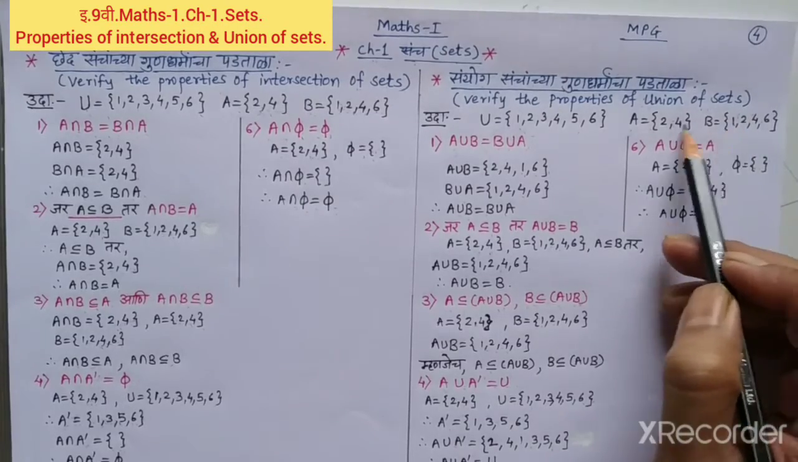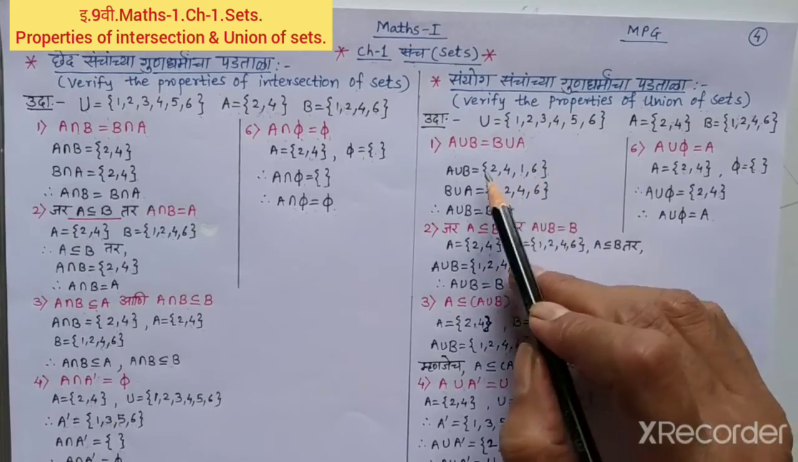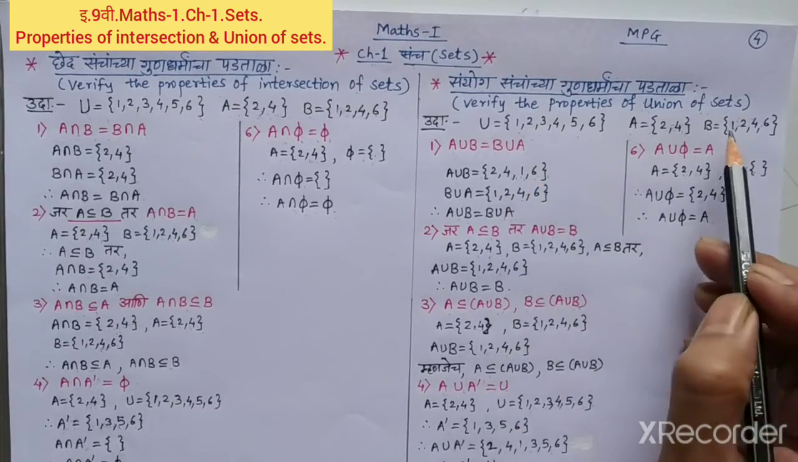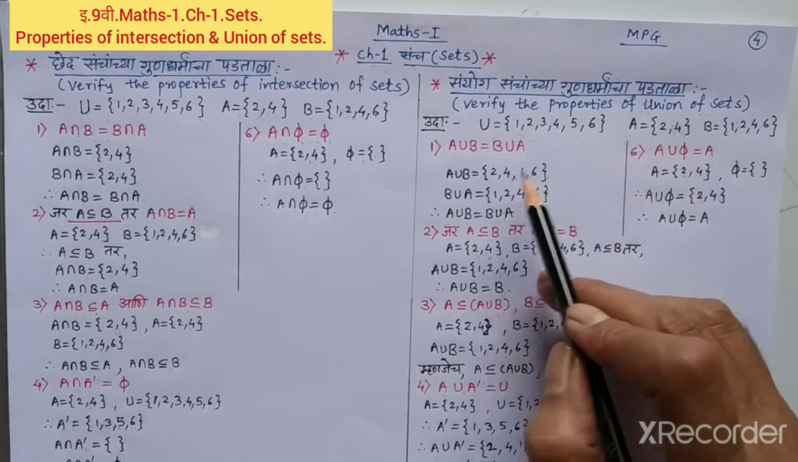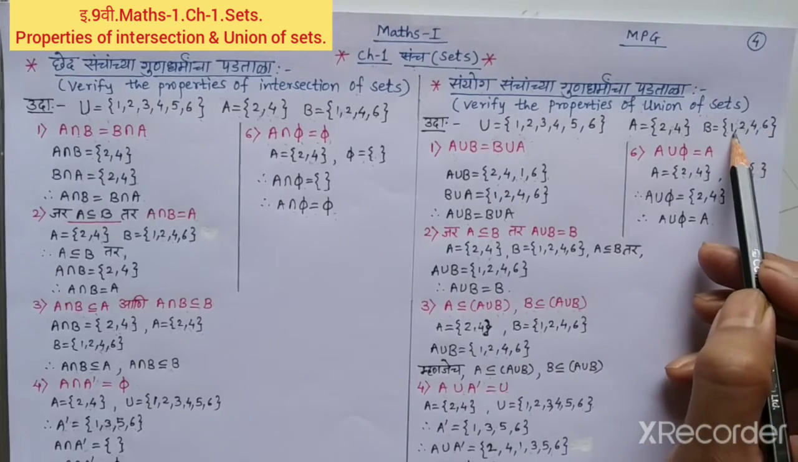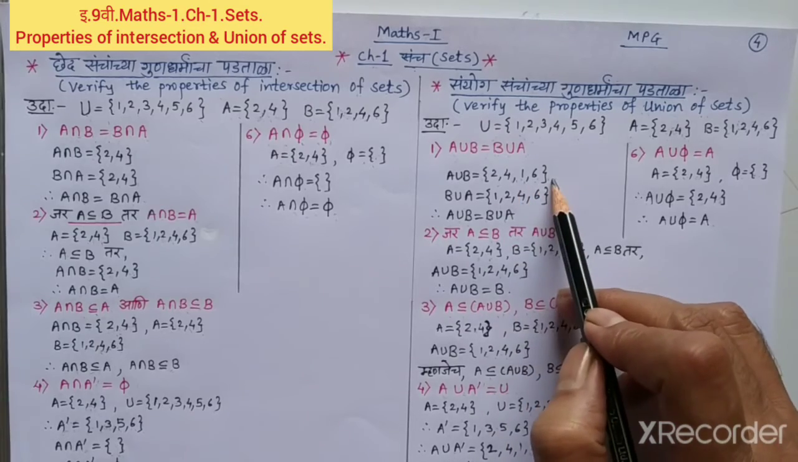The union of two sets means we have to write all the elements of both the sets in this union. So take all the elements of A, 2, 4 here, and then we will take all the elements of B also, 1, 2, 4, 6, but 2 and 4 are already taken here, so we have to take only 1 and 6. So A union B is equal to 2, 4, 1, 6.